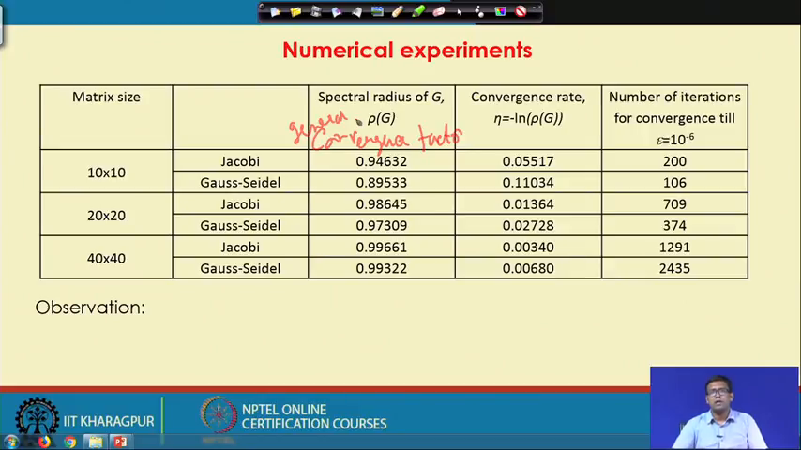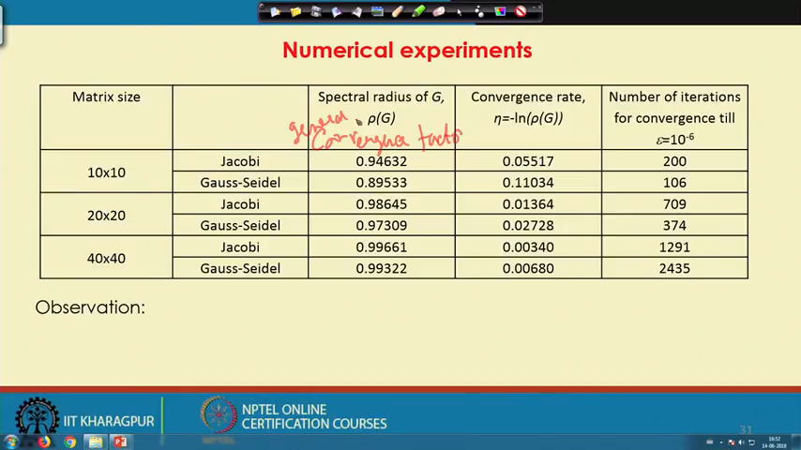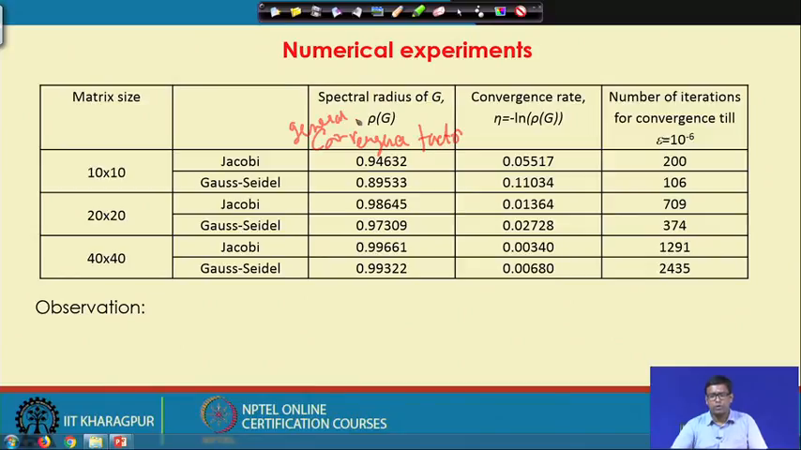Now, we go to 20 by 20, and we can see a similar thing. The spectral radius of Jacobi is 0.98645. So, we will need a lot more iterations, as the spectral radius is very close to 1. The convergence rate is 0.101364. For Gauss-Seidel the spectral radius is 0.973, the convergence rate is 0.027, and the number of iterations is again almost half of each other, 709 in Jacobi and 374 in Gauss-Seidel.